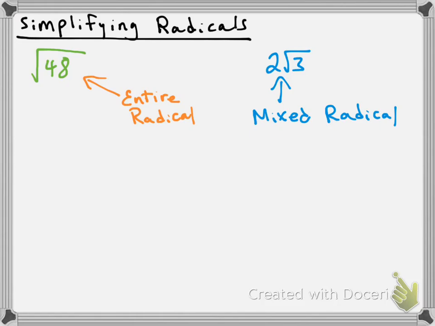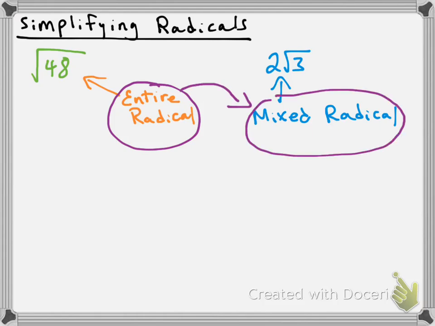So let's take a look at how to simplify radicals. What does it even mean to simplify radicals? Simplifying radicals means when you have an entire radical, you change it into a mixed radical. There's actually a way to change between the two different forms. So simplifying means taking an entire radical and turning it into a mixed radical. How do we do that then? We're going to need a rule, and here's the rule.